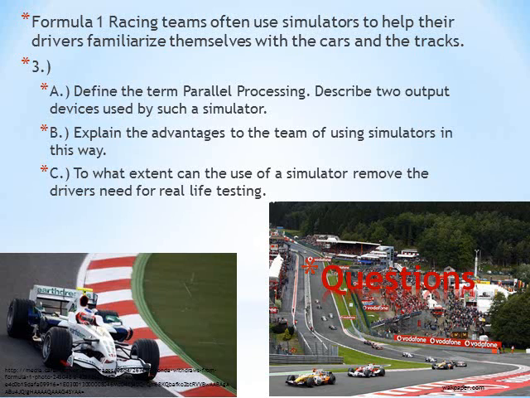And the third question is another multi-part question. Formula One racing teams often use simulators to help their drivers familiarize themselves with the cars and the tracks. So, part 1. Define the term parallel processing. Describe 2 output devices used by such a simulator. Part 2. Explain the advantages to the team of using simulators in this way. Part 3. To what extent can the use of a simulator remove the driver's need for real-life testing? Record your response, and we'll get on to the answers.